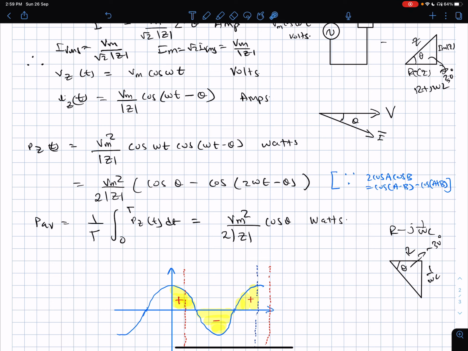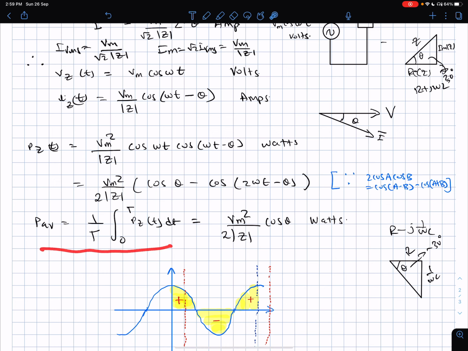Now let us take the average value of this power. Instantaneous power is pulsating. You can see that it pulsates around the average value, Vm square by 2Z cos theta, at a double frequency, and that pulsating component is also phase shifted by an angle theta. Since things are varying at every instant of time, we want to find out the average power.